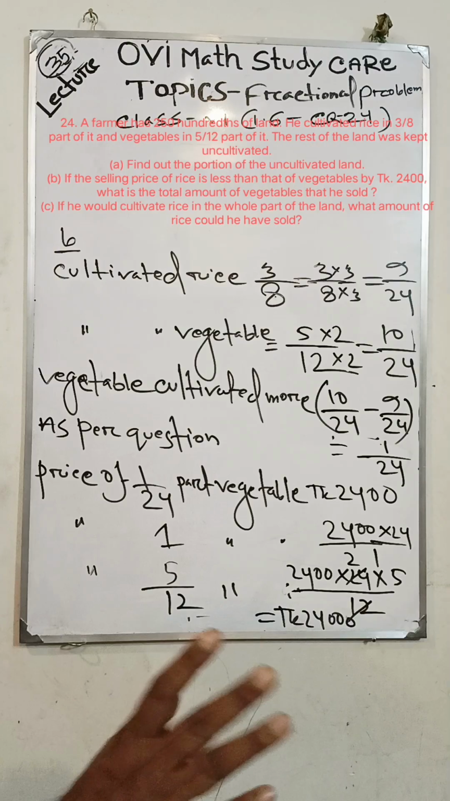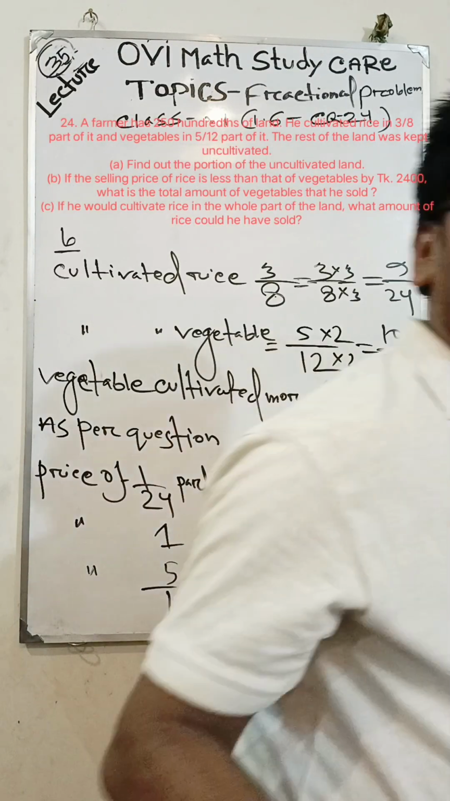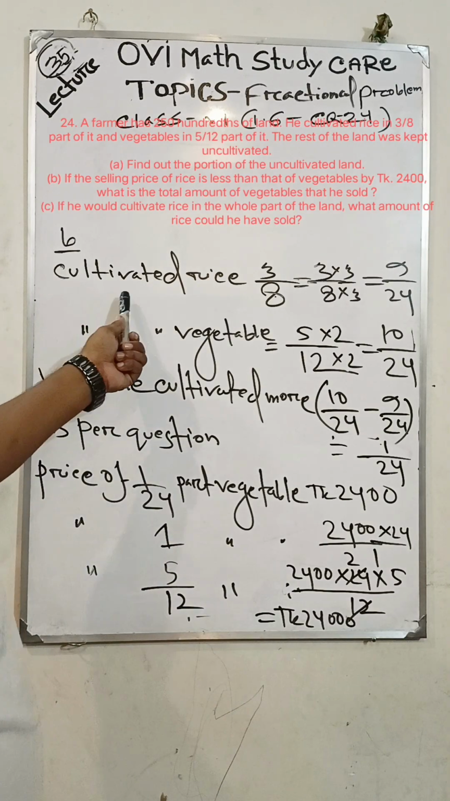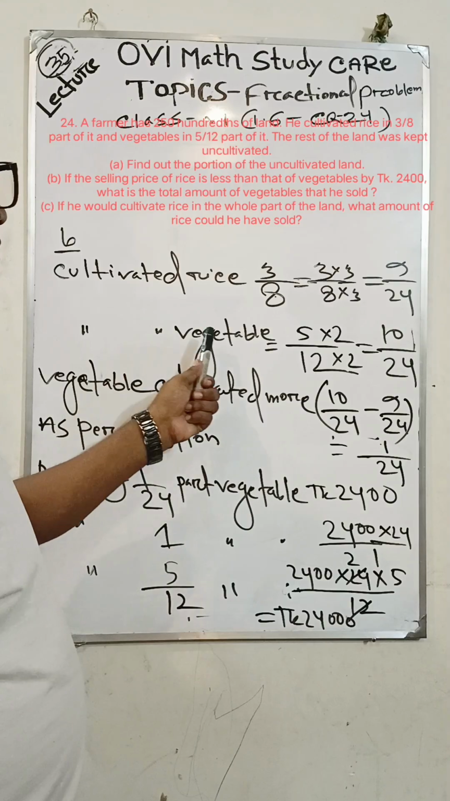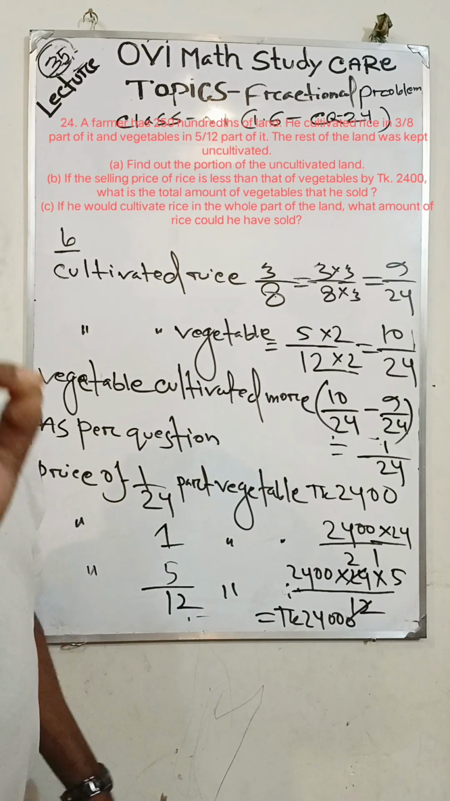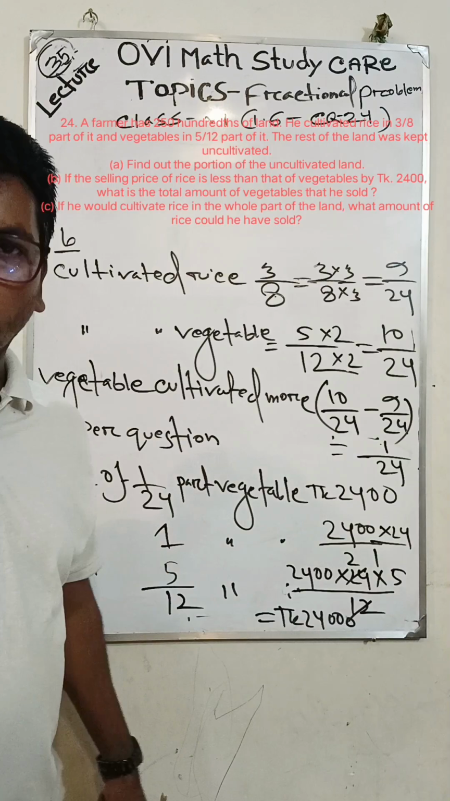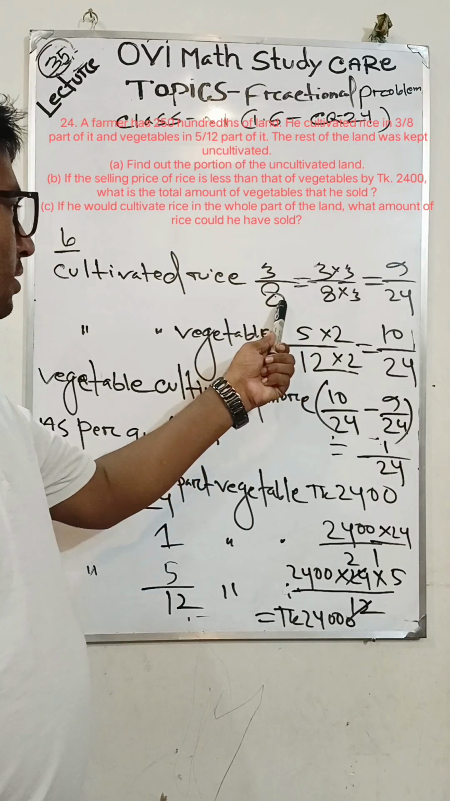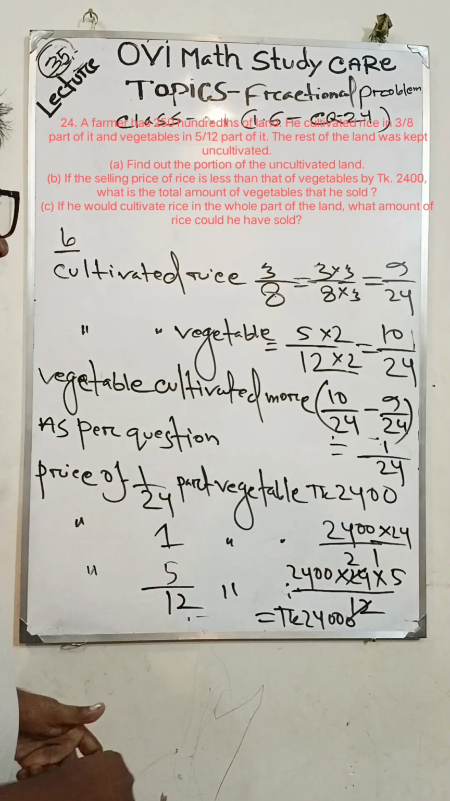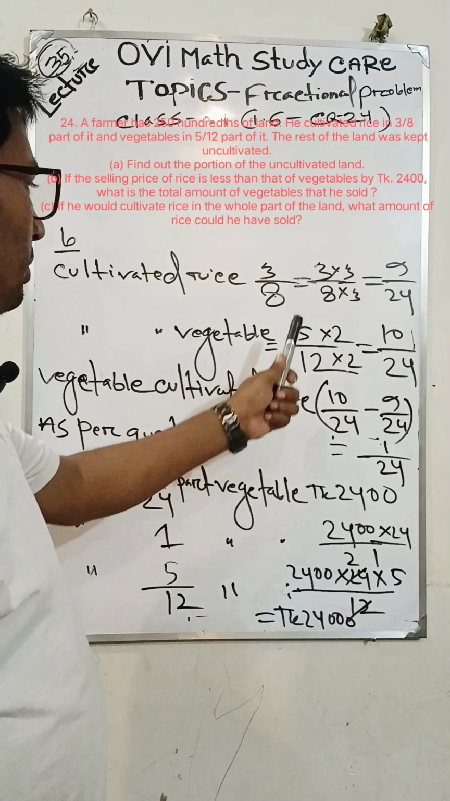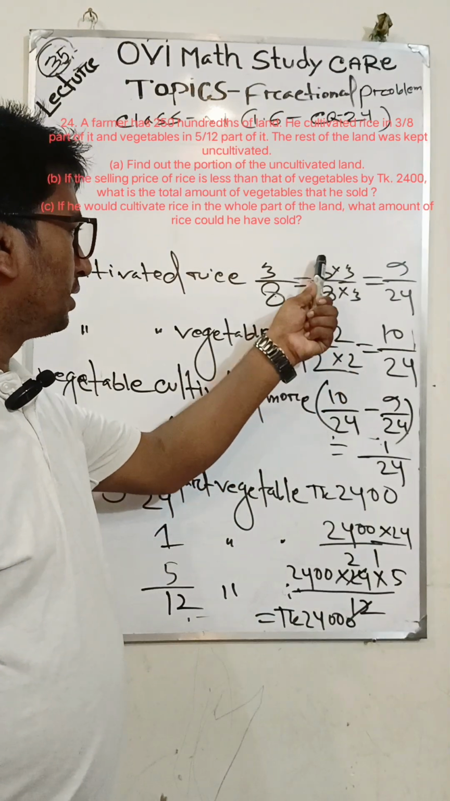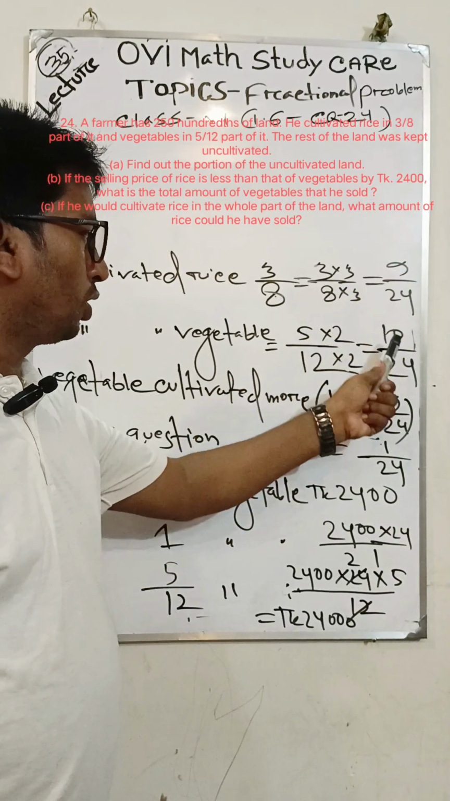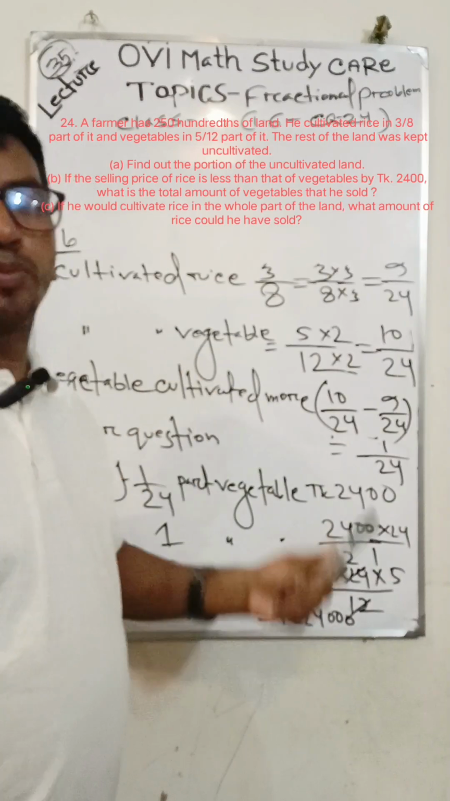Question B. Students, please see again. Cultivated rice 3/8 part and cultivated vegetable 5/12 part. We cannot understand which is more, which is smaller, or which is greater. To determine the smaller or greater, we can convert to equal denominators. So if we convert to equal denominators, we multiply by 3 and by 2, it becomes 9/24 and 10/24. That means the vegetable part is more.